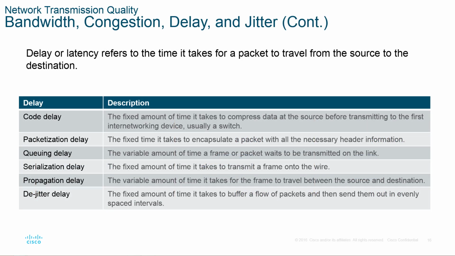Fixed delay is the amount of time a specific process takes, such as how long it takes to place a bit on the transmission media. Variable delay takes an unspecified amount of time and is affected by factors such as how much traffic is being processed. And jitter is the variation of delay of received packets.